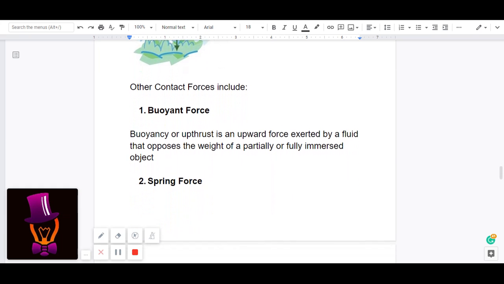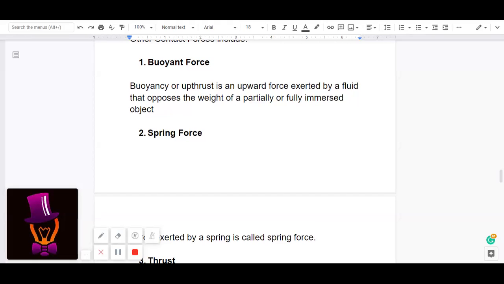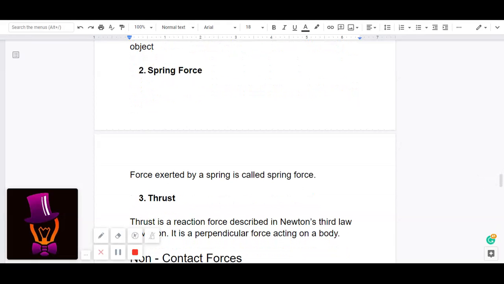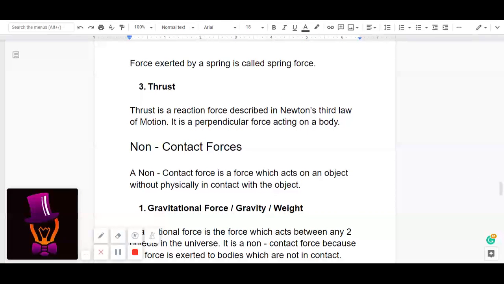Other contact forces include buoyant force. Buoyancy or upthrust is an upward force exerted by a fluid that opposes the weight of a partially or fully immersed object. We'll be seeing more about buoyant force when we learn about fluid mechanics. Next is the spring force. Spring force can be easily described as the force exerted by a spring. Next is thrust. Thrust is actually a reaction force described in Newton's third law of motion. It is also a perpendicular force acting on a body.